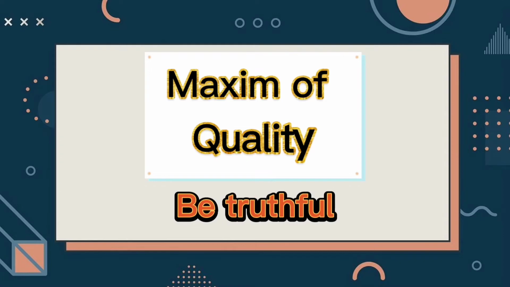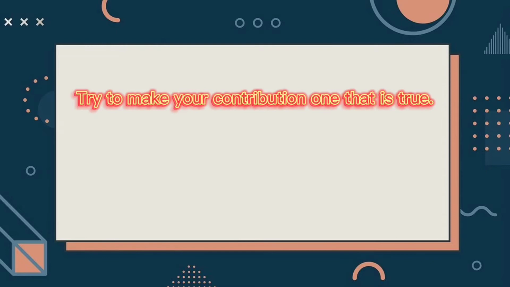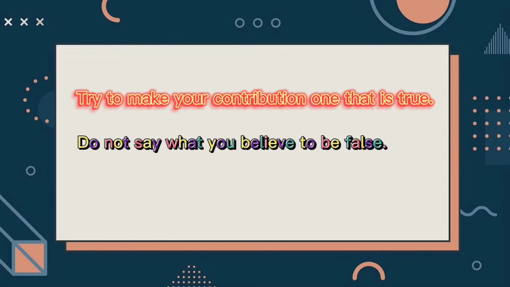There is one super maxim of quality, which is: try to make your contribution one that is true. Furthermore, based on this super maxim, there are two more specific maxims of quality. First, do not say what you believe to be false. Avoid stating information that you believe might be wrong, unless there is some compelling reason to do so. If you do choose to include it, then provide a disclaimer that points out your doubts regarding this information.